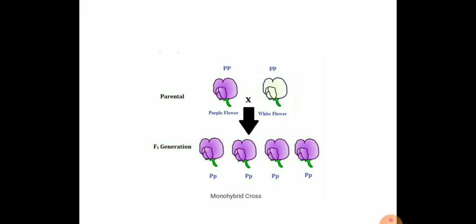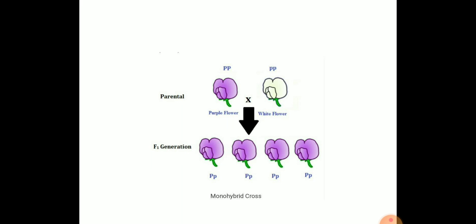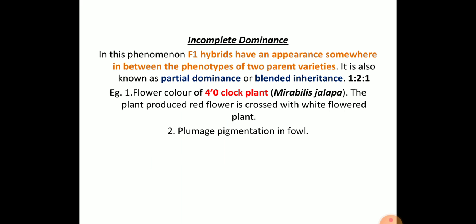Here all 4 individuals in the F1 generation will be purple in color because of the dominant allele, which expresses its character as dominance. That is how in the first filial generation we get all the flowers, or all the traits, as the dominant one. That is about complete dominance. Examples are the F1 tall plant in Mendel's experiment, or the coloration in the pea plant. Next example is incomplete dominance.